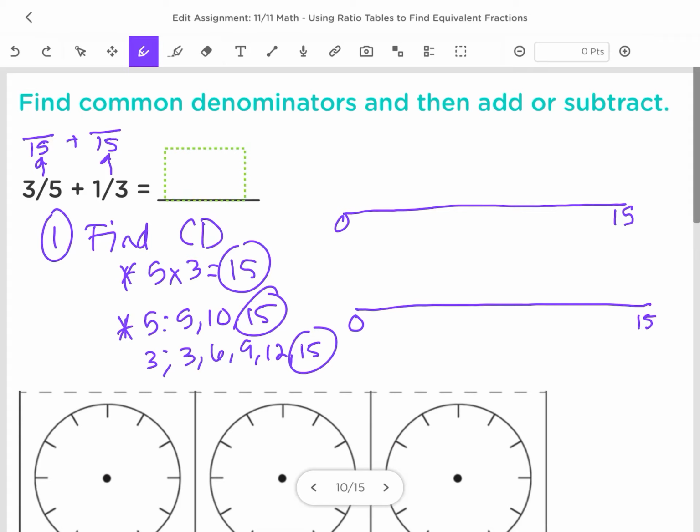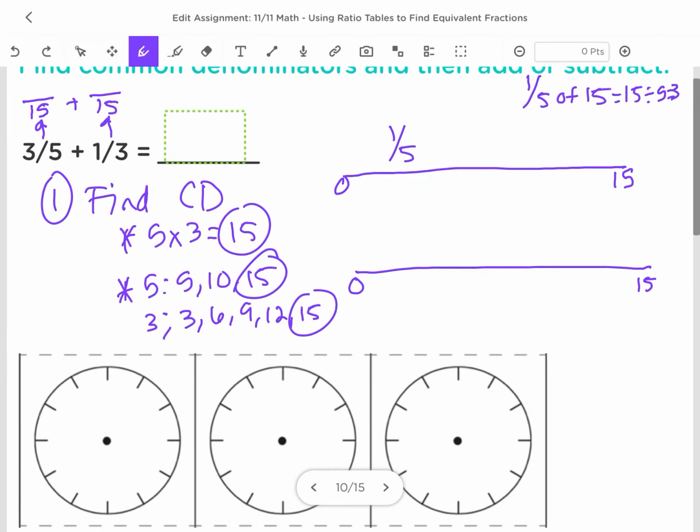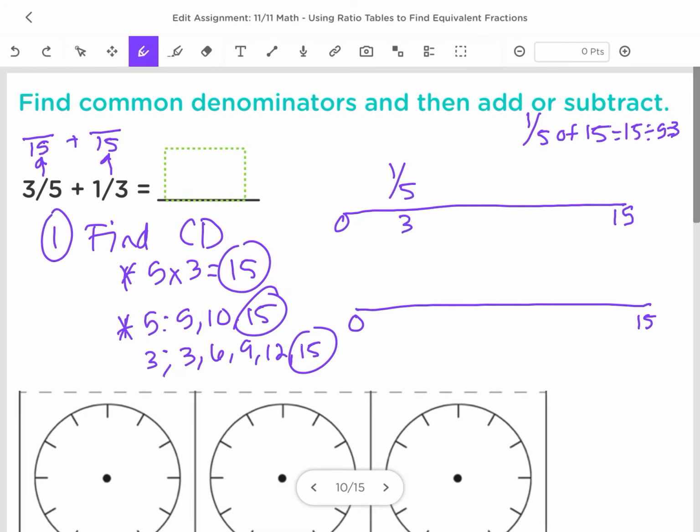So let's start. We want to find 3/5 of 15. Before we do that, let's find what 1/5 of 15 is. Well, whenever we do a fraction of a whole number, we are dividing. So 1/5 of 15 is really just 15 divided by 5, which is going to be 3. So 1/5 of 15 equals 3. But we want to find 3/5. So now we have to add 3 to get to 2/5. So 2/5 of 15 is going to be 6. 3/5 of 15 is going to be 9. So my new fraction is going to be 9/15. So I'm going to write that 9 over here.